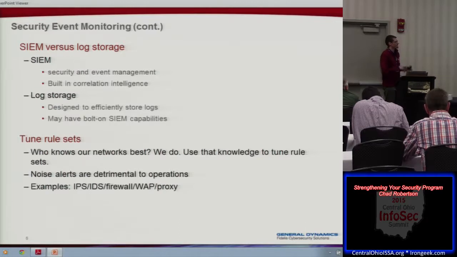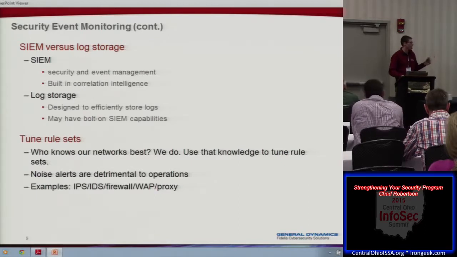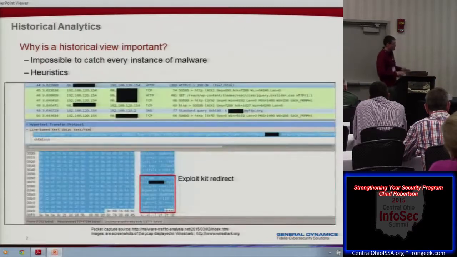So what do we do with this? We get all this information from all these different sources. We have these events, because they're still events, and then the SIM may have intelligence built in to turn them into alerts. So it's important to know our networks best. Who knows our networks best? We do. So use that knowledge to tune rule sets. Noise alerts are detrimental to operations, and so we have all this data. We have these indicators, and we use these technologies to sort of accrue them. So now there we go.